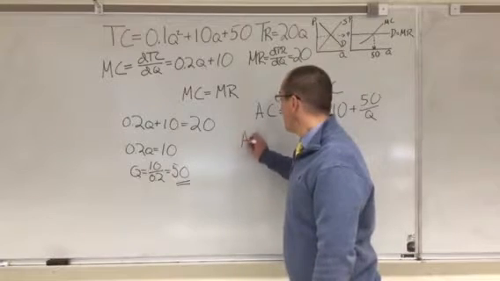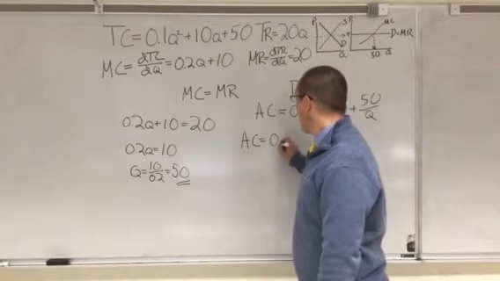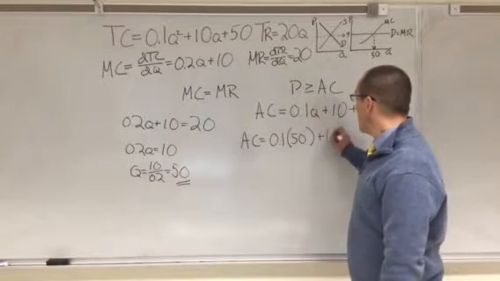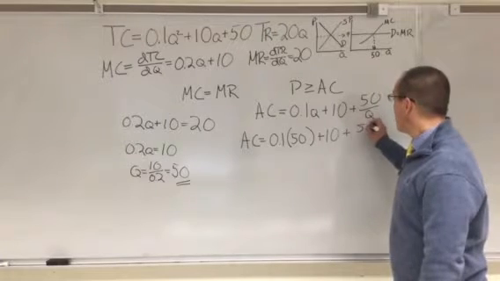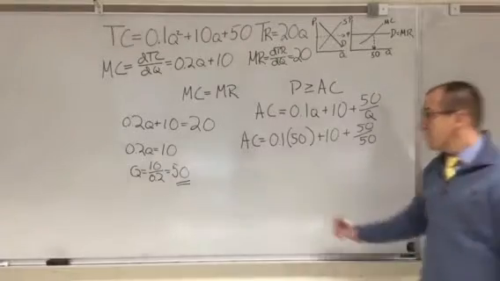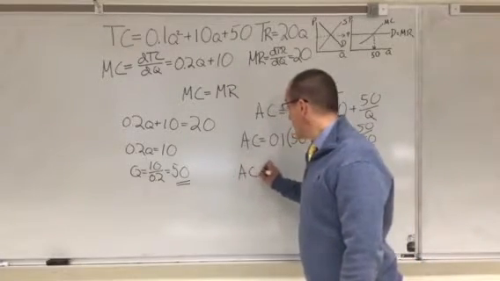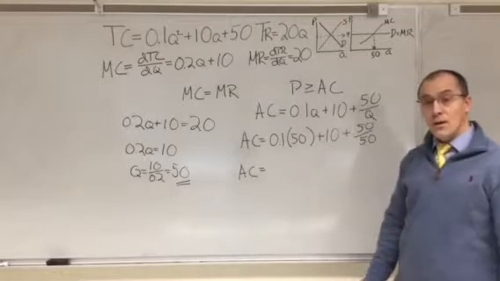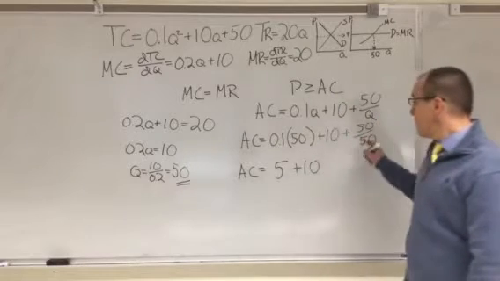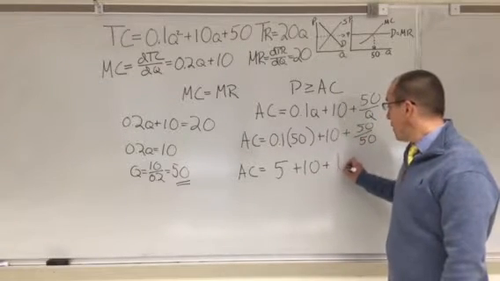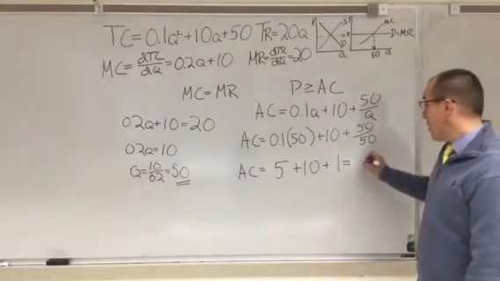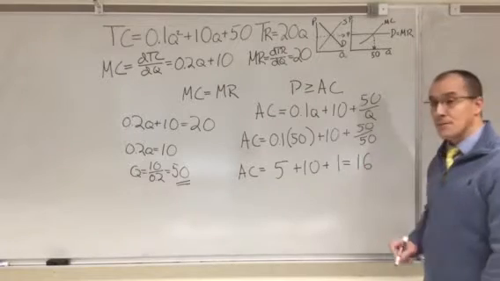So my average cost is 0.1 times 50 plus 10 plus 50 divided by 50. If I keep going with this, my average cost equals 0.1 times 50 is 5, plus 10, plus 50 over 50 is 1. And this lets me know that at my quantity of 50, my average cost is 16.